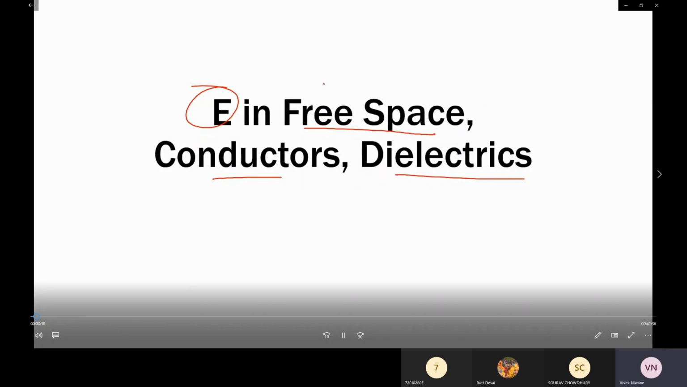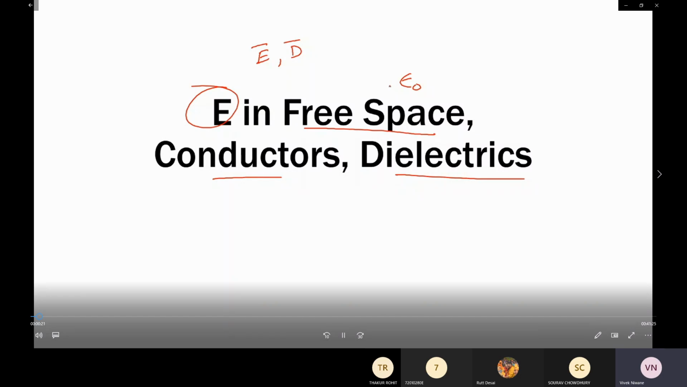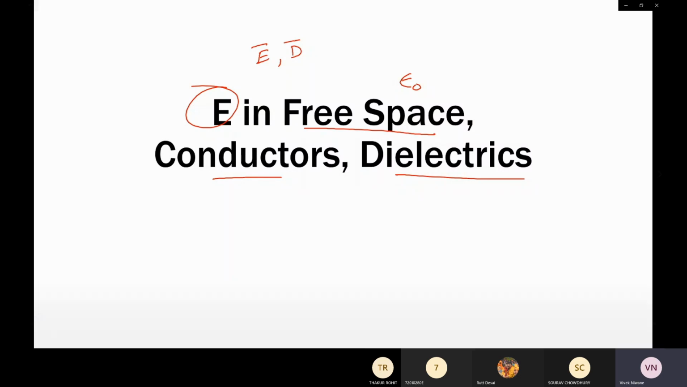Conductors as well as dielectrics. Till now we have discussed the behavior of electric field intensity or electric flux density in free space, where we consider the permittivity of the medium as epsilon 0. Do remember that if we are talking about the permittivity of the material, it has to be expressed in this way: epsilon 0 epsilon r. This is the permittivity of free space and this is the relative permittivity.